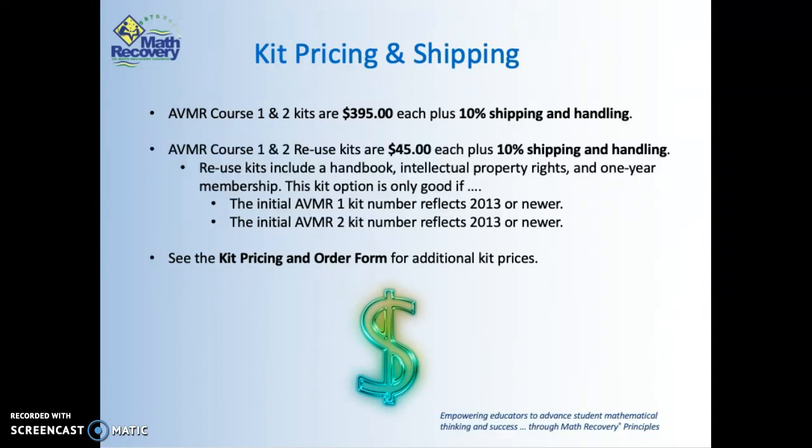This kit option is good only if the initial ABMR 1 and 2 kit number reflects the year 2013 or newer. Kit numbers are typically located on the outside of the kit bag that holds all the contents or inside the cover of the main handbook. Kit numbers begin with the current year. So for instance, ABMR kits established in 2019 begin with the number 19. Please see the kit pricing and order form under ConnectMR in the Facilitating a Course file for pricing on our other course kit options.